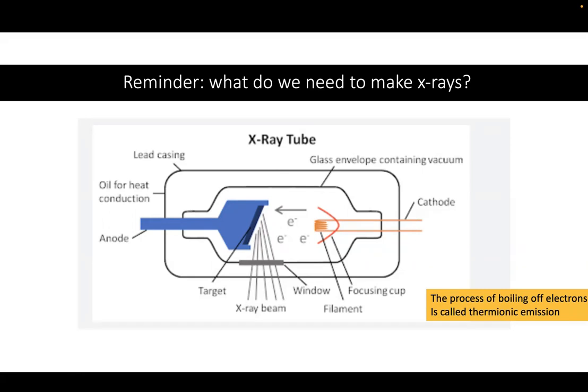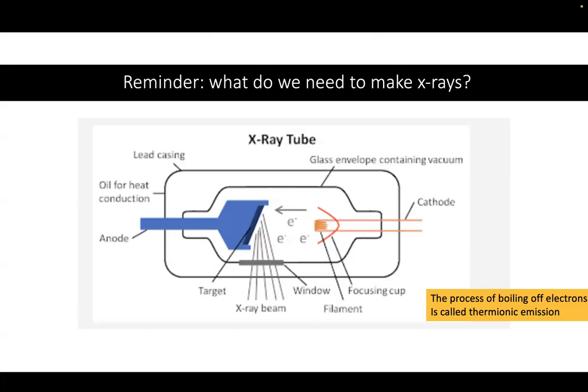So on the right is the cathode. The cathode requires a high current. There's a filament, actually a tungsten filament in the cathode, and that gets very hot by the high current. On the cathode side, when that filament gets hot, electrons are boiled off. And the process of boiling off electrons is called thermionic emission.